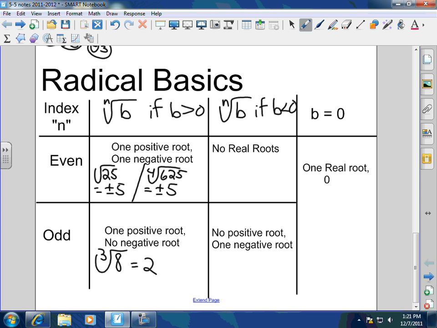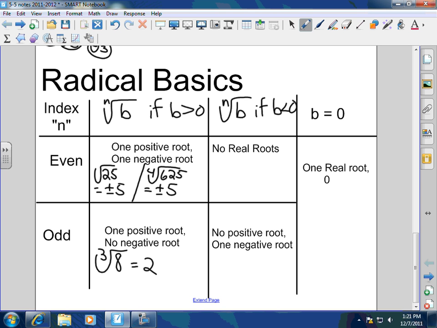The index is this guy, the n. When the index is odd, you only get the positive root. If the index is not visible, it's implied that it's a 2.